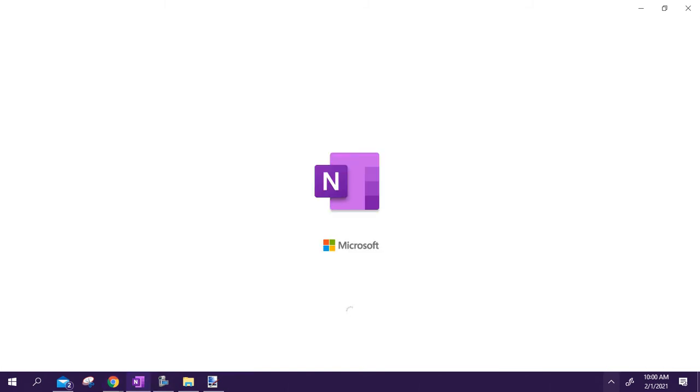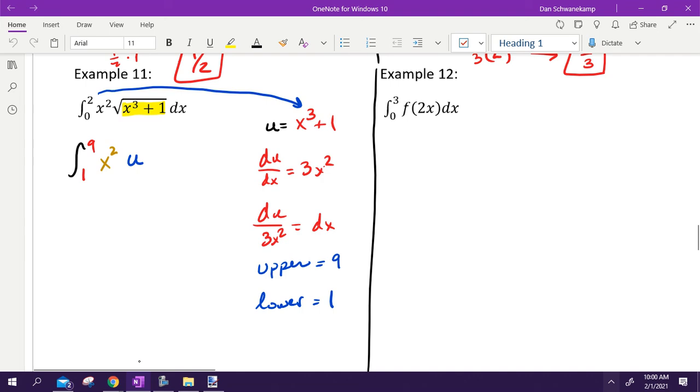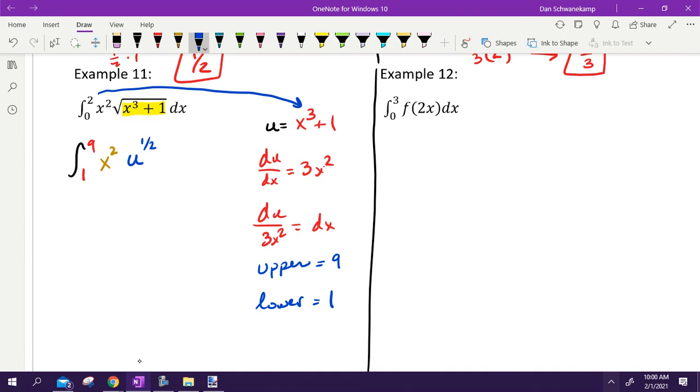U to the 1/2 power. And then we've got to plug in for this guy, which is du. Over 3x squared. There's my setup. If we did it right, we can cancel stuff out. Aiden, what can I cancel out? X squared's cancel. What else can I do? Pull 1/3 out in front. So I've got 1/3 integral from 1 to 9, u to the 1/2 du.